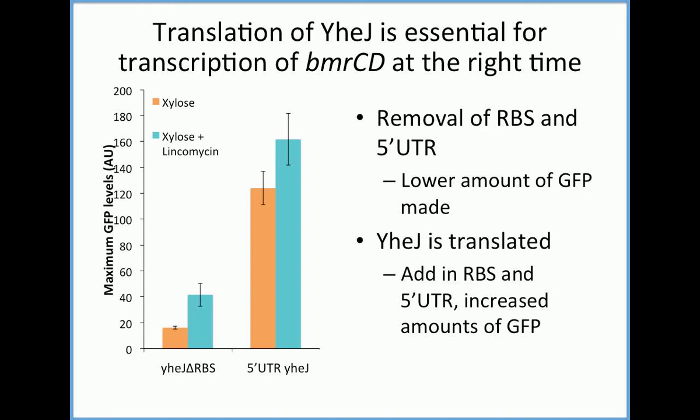The next thing we made was a strain where we deleted the 5' UTR and the ribosomal binding site. And what we see is that there is very little transcription of the GFP when we do remove the ribosomal binding site. When we add it back in, we see that transcription increases, suggesting that YheJ is translated.